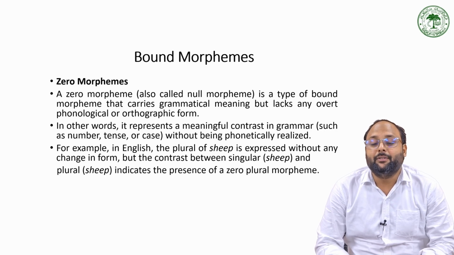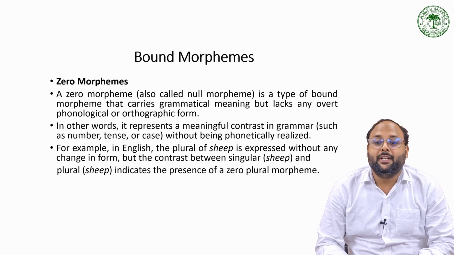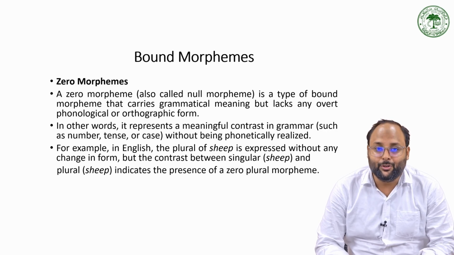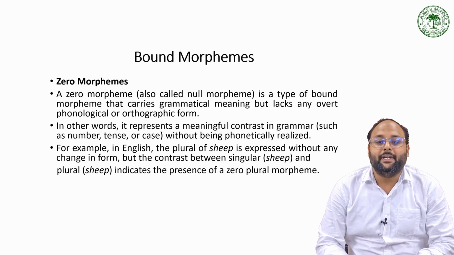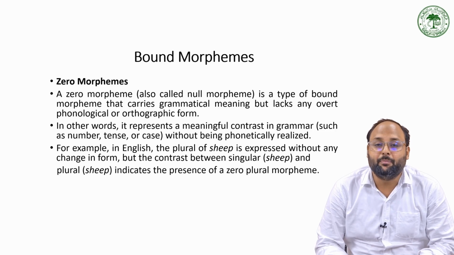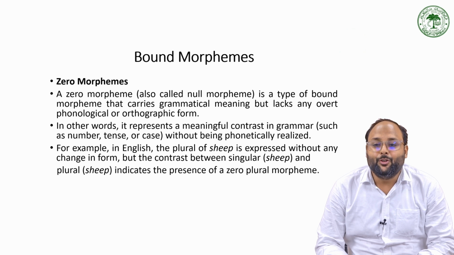In other words, we can say that it represents a meaningful contrast in grammar, such as number, tense, aspect or case, without being phonetically realized. So there is no phonetic representation of that zero morpheme, but it represents some grammatical features and some other features also. For example, in English, we have the plural sheep. The plural sheep is expressed without any change in form, but the contrast between the singular sheep and plural sheep indicates the presence of a zero plural morpheme.